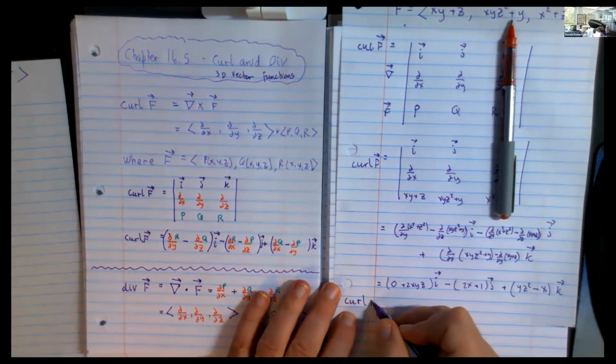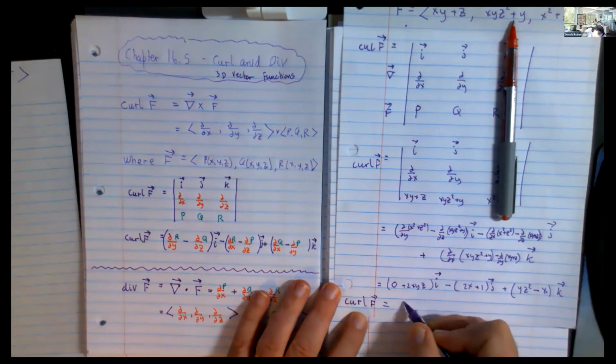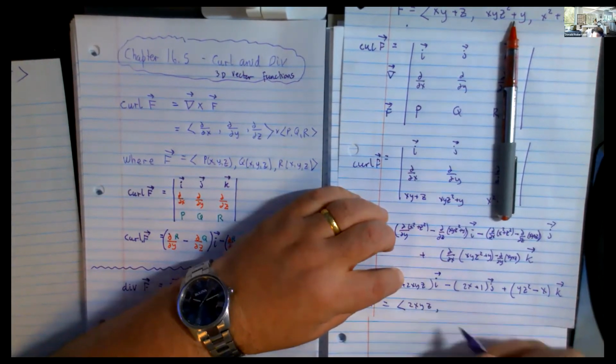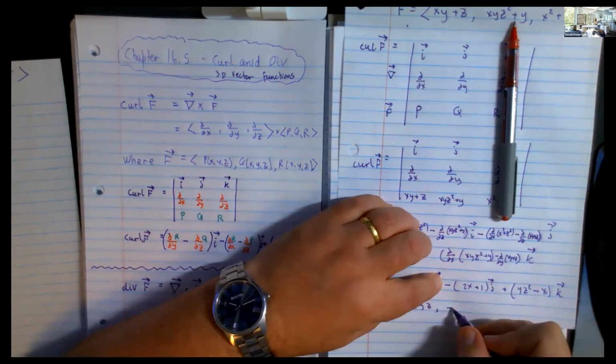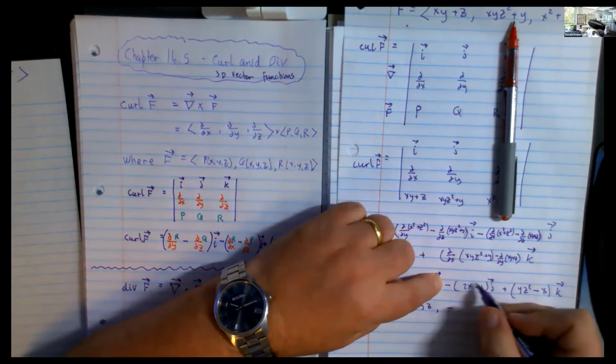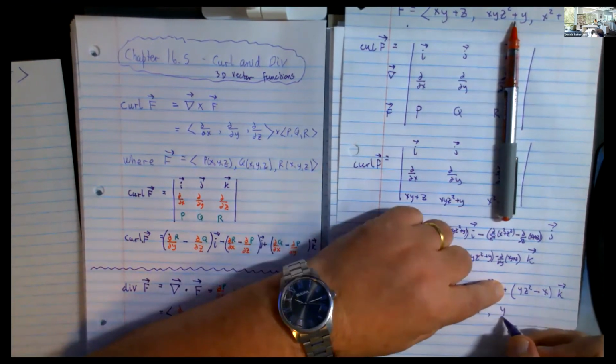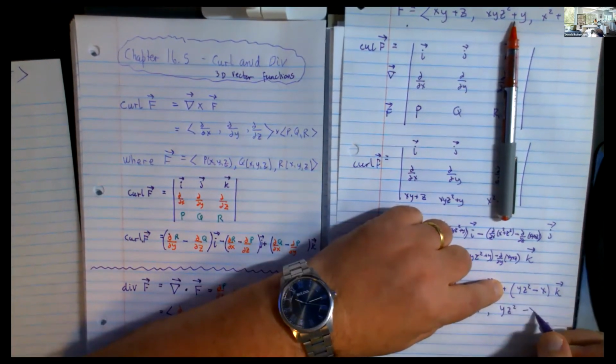And so the curl of F is 2xyz, comma, negative, this fella is what, negative 2x, negative 1. And this fella is y squared minus x, done.